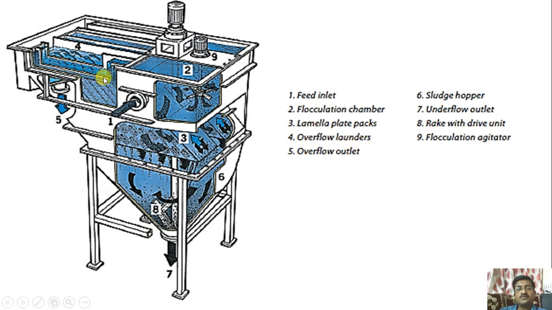So the overflow water is taken here, the overflow outlet. The sludge hopper is there, which is collecting the sludge. Then the underflow outlet, where the sludge is taken from this point. And number 8, the rake with the drive unit. At this position the raking unit is there, which is taking this sludge outward. So the combination can be made, and this is very popular nowadays.